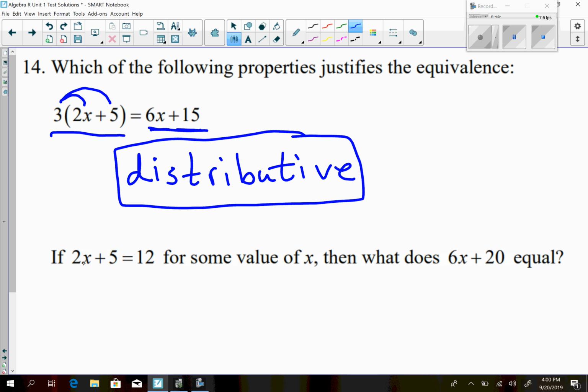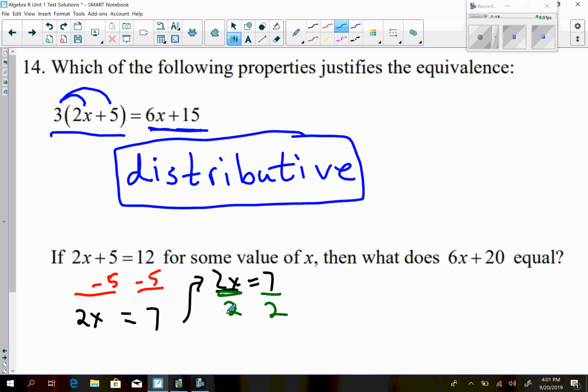All right, the other part of number 14, if 2x plus 5 equals 12 for some value of x, well, we're going to subtract 5 from both sides because 5 minus 5 is 0. Bring down the 2x, then nothing equals 7 because 12 minus 5 is 7. Then when we have 2x equals 7, we're going to divide both sides by 2.